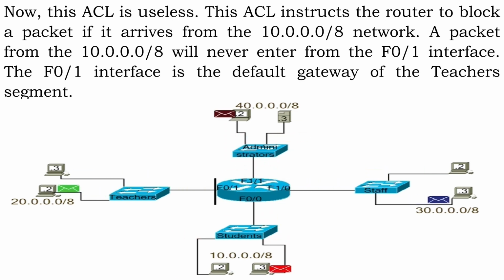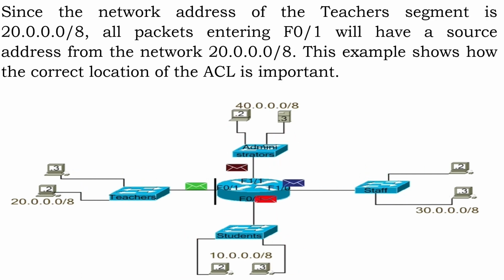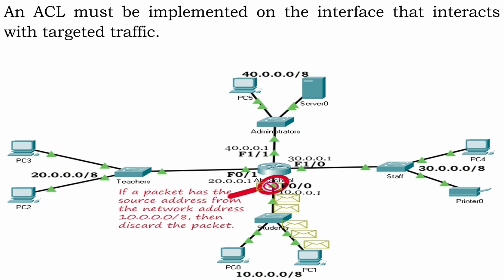The F0/1 interface is the default gateway of the teacher's segment. Since the network address of the teacher's segment is 20.0.0.0/8, all packets entering F0/1 will have a source address from the network 20.0.0.0/8. This example shows how the correct location of the ACL is important. An ACL must be implemented on the interface that interacts with targeted traffic.